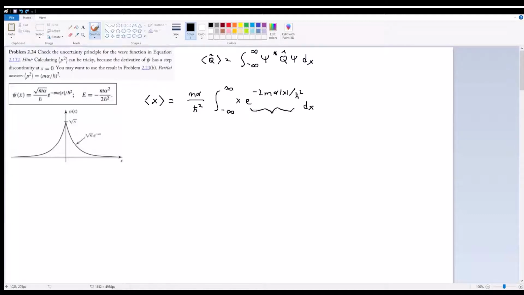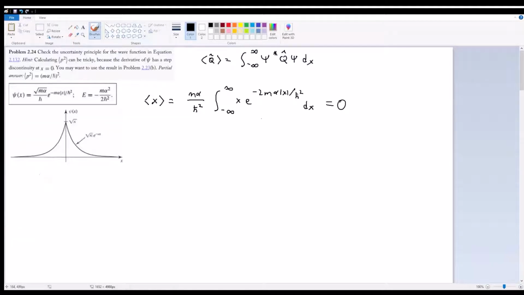Instantly, you should see, hopefully, that this term right here is odd, just from looking at this. This term is even, just from looking at the graph, because it's symmetrical about the y-axis. So x itself is odd, which means this entire expression is going to be odd. Since we're dealing with a symmetric integral of an odd function, this integral, just by definition, is going to equal 0. So that is the expectation value of x taken care of.